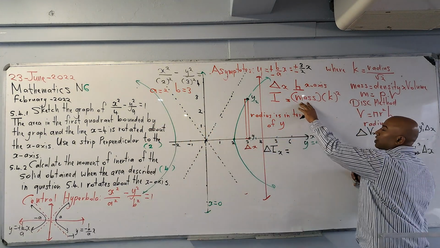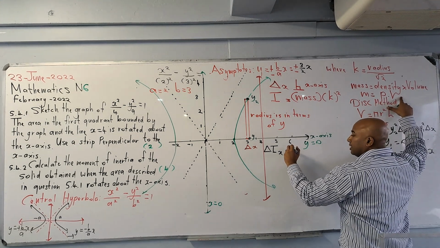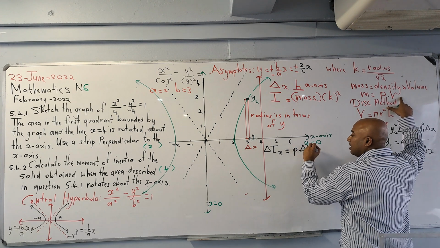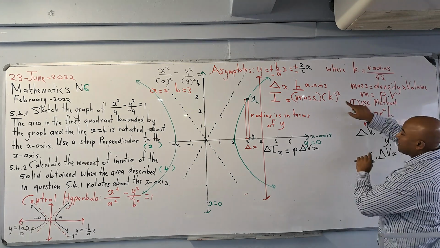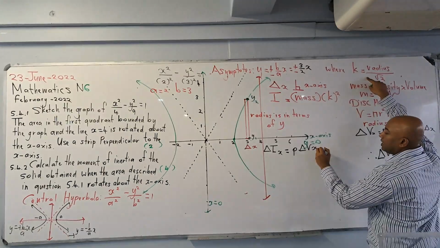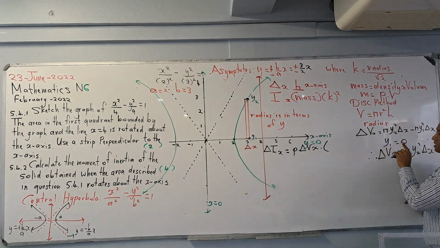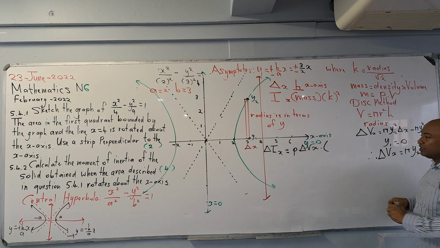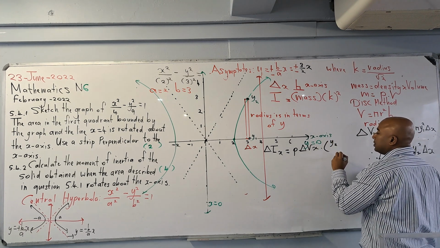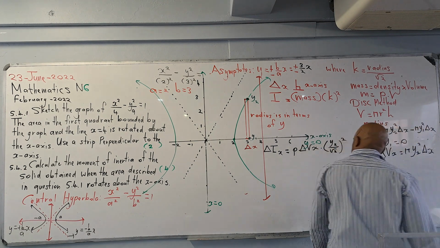So we're going to go mass, which is, mass is density times volume. So that's P times delta Vx, density times volume there, times K squared. Now you see where the K comes in. K is the radius divided by root 2. And what is the radius? The radius is y2. Okay, is that something different? It's the same radius, same graph. So it's going to be y2 over root 2 all squared.